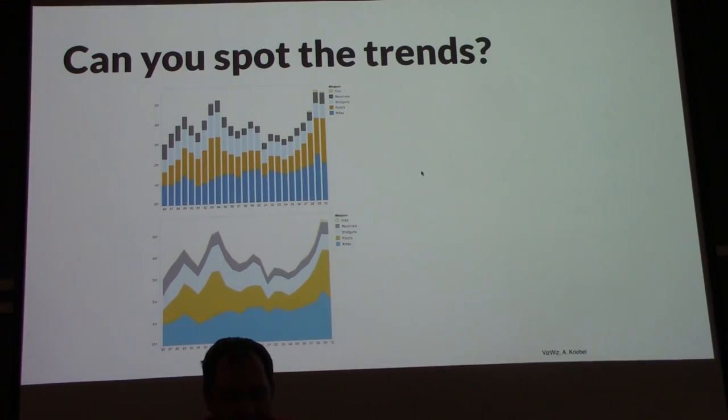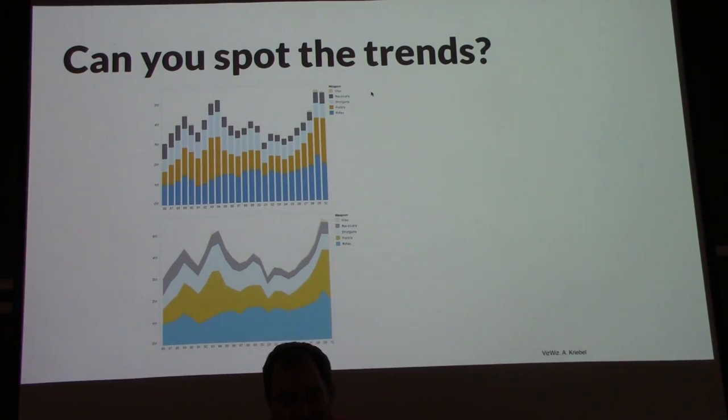This is gun sales: in light orange miscellaneous, then in gray revolvers, in light blue shotguns, in orange pistols, and in blue rifles. And so can anybody spot any trends? We can see that there's a big upward tick in 2008, right? Or starting in 2005 up to 2009 in this case. It's probably a little bit hard to see.